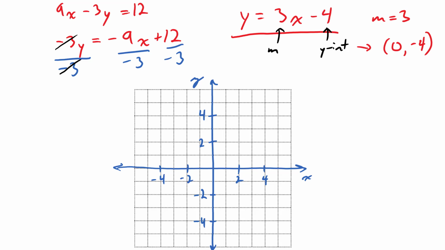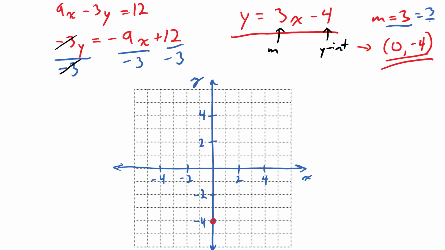Let's plot that now. To start our line, we will plot the y-intercept on there. So 0 for my x-axis, I'm not moving off of the y-axis, and I move down to -4. Right there.